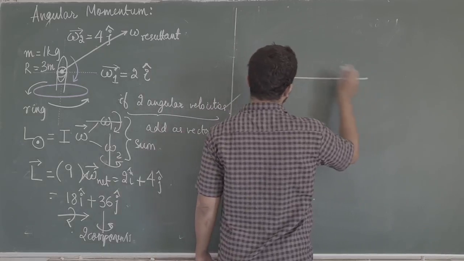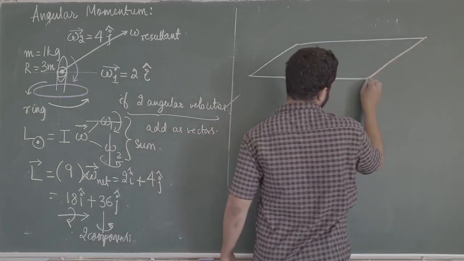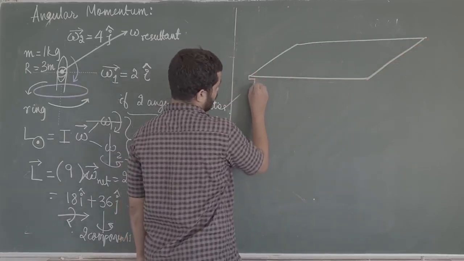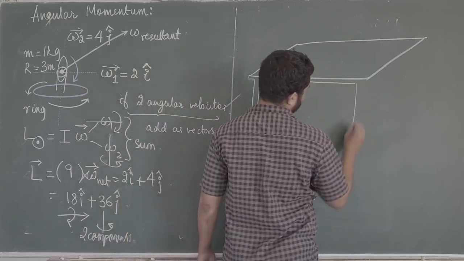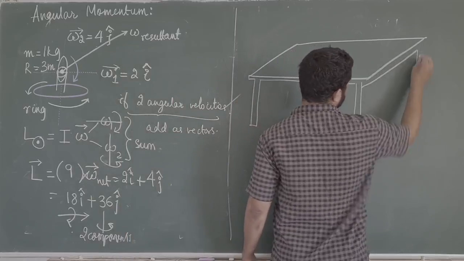So let us go back to our rolling example, and let us say that there is an object on a very large table. I'm not going to include rolling right now, just to keep things simple for you. So let us imagine that there is an object on a very large table. So this is kind of like a table. This is a large table.